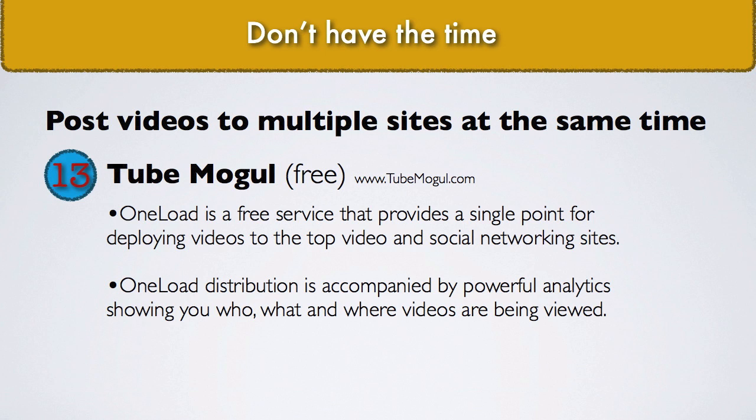You can post videos to multiple sites at the same time. TubeMogul is a free service that's like Social Oomph for videos, and this is the biggest time saver. If I wanted to upload a video to Yahoo Videos and YouTube and all these other video sites, it would take me forever. I'd have to go into every one of those sites and upload it, and it takes a long time. What TubeMogul does is I upload the video once, I connect it to my other sites, and I say go, and it sends it to all of those sites automatically and publishes it there.